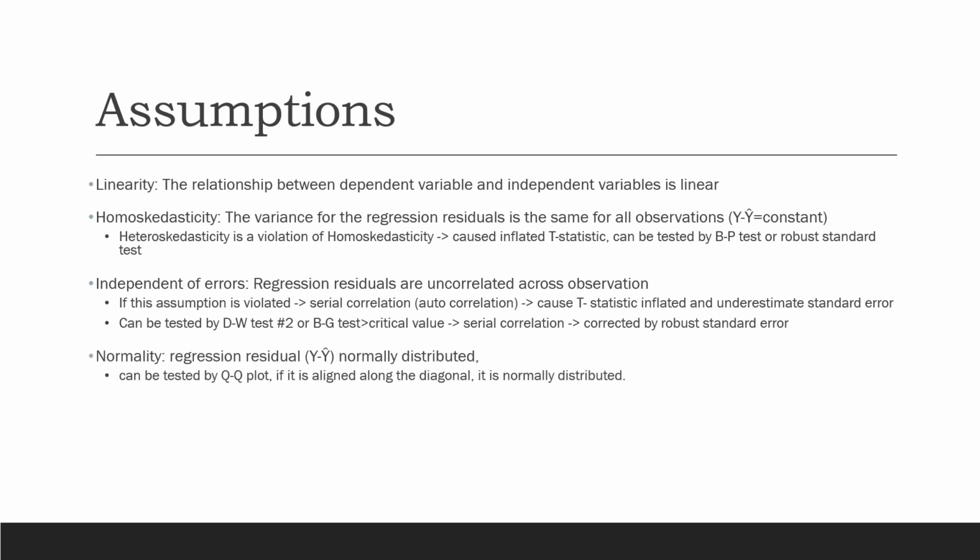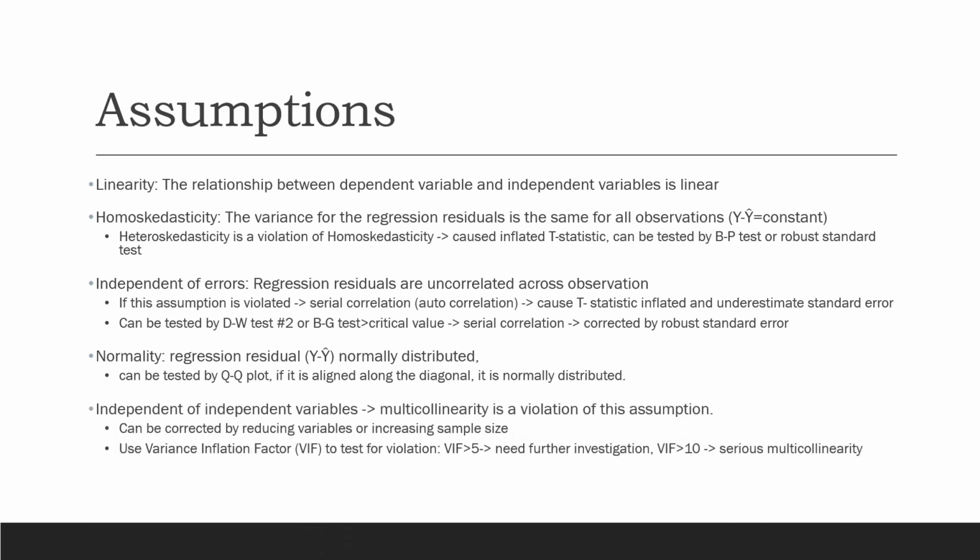The fourth one is normality, and it states that the regression residuals are normally distributed. It can be tested by the QQ plot, and if the points are aligned along the diagonal, it means that they are normally distributed. And the last one is independence of independent variables, which, if violated, causes the problem of multicollinearity. If the independent variables are correlated or related to each other, you can correct it by reducing the variables.